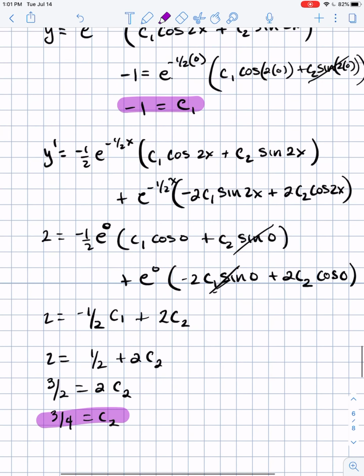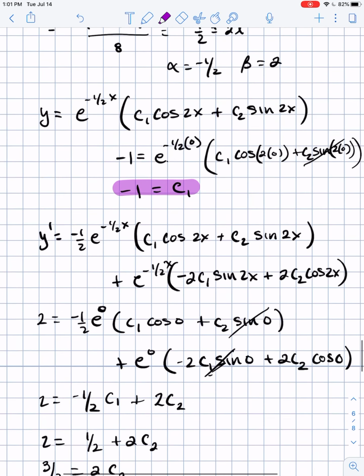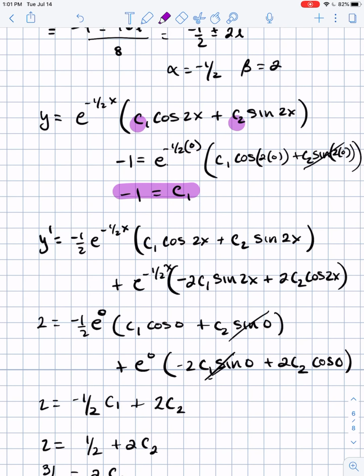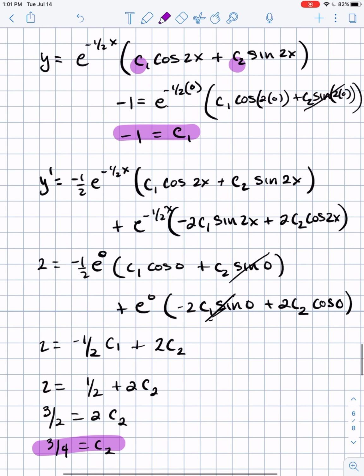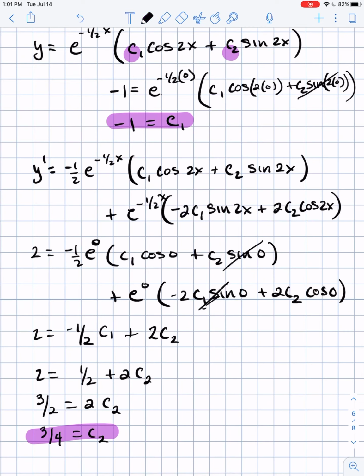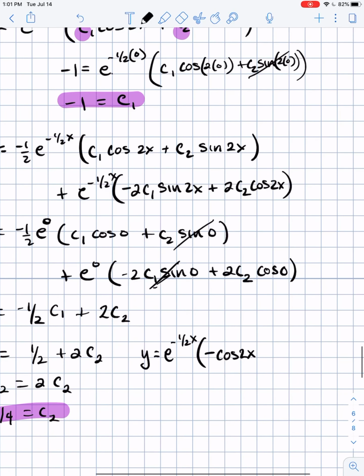Now that you have c1 and c2, we just plug them back into that general equation. So I get e to the negative 1/2 x times negative cosine 2x plus 3/4 sine 2x. And there is our initial value solution.